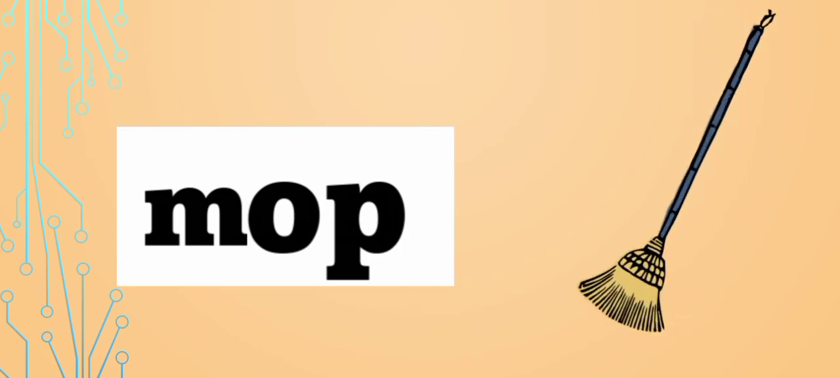Here comes the letter M. The letter M makes the sound M. M, op, mop. Children, can you ever see the mop? Yes, you'll see regularly, right? Everyone will have mop at their home, right, children? Yes, now let's spell the word again. M, op, mop. Mop is a thing which we use to clean the floor, right, children? Yes, now let's move for the next one.